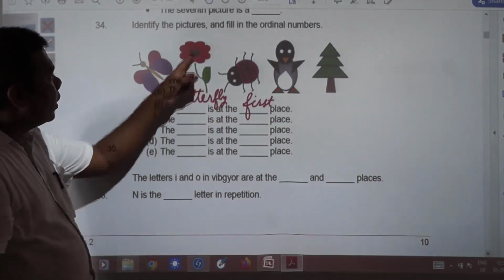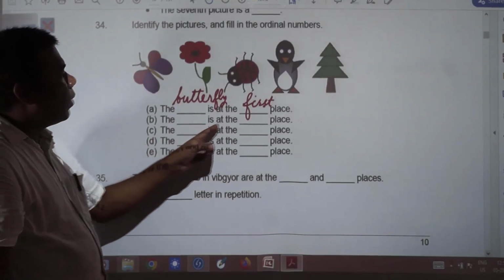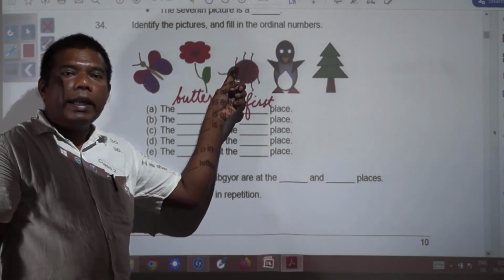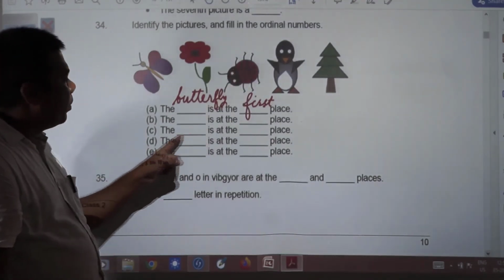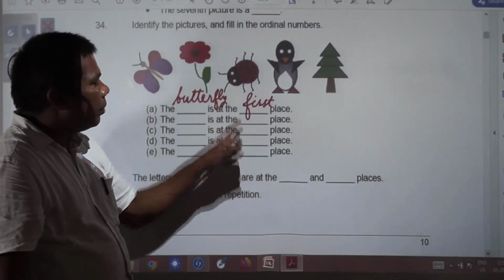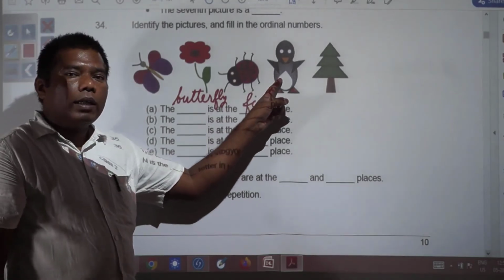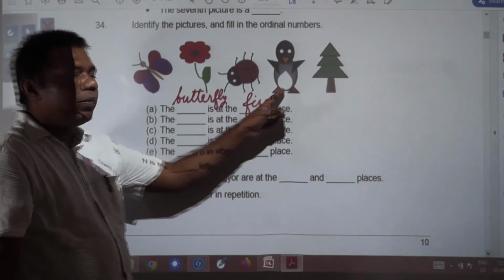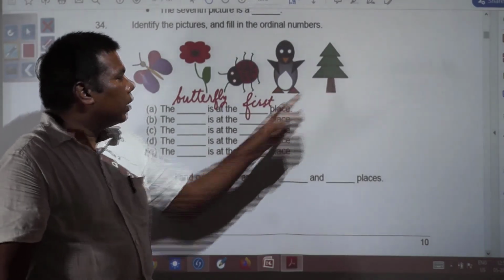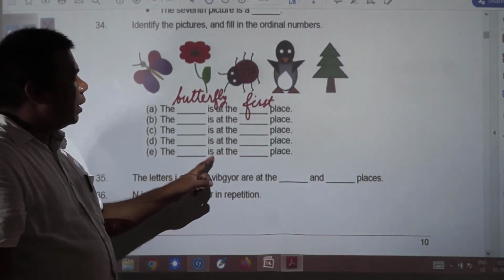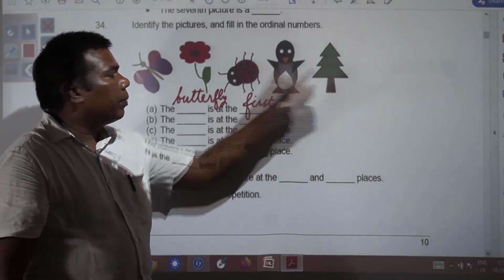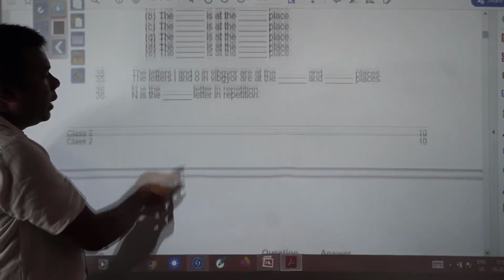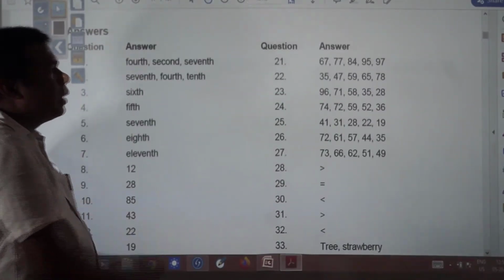Next you have, what is this? Flower. Which place is the flower at? Second place. What is this? Ladybug. The ladybug is at the third place. What is this, if you recognize? Penguin. The penguin is at the fourth place. What is this? Christmas tree is at the fifth place. So you write down yourself. Just complete your exercise, and for your help, answers are also there.